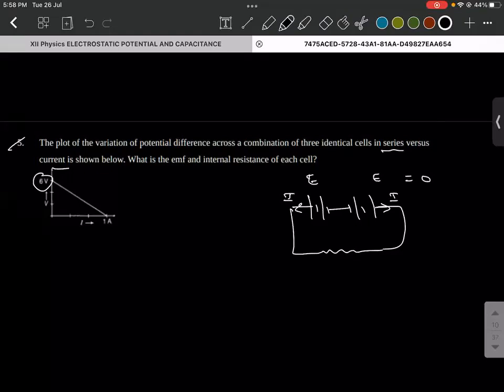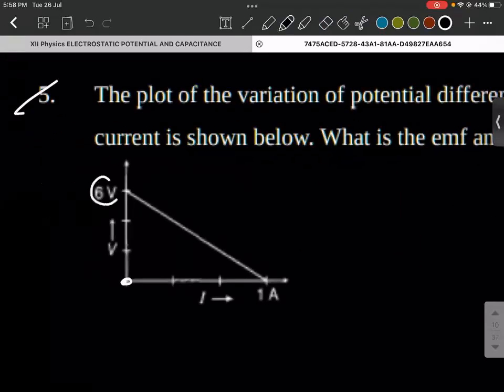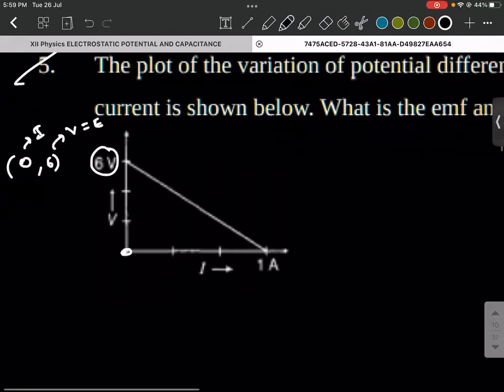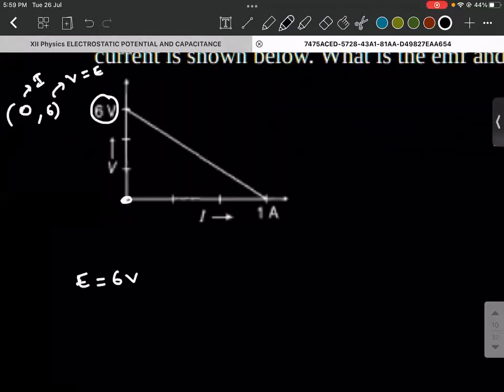EMF is the potential difference in, complete that statement, dash condition. In open condition. What do I mean by open condition? The current drawn from the cell is 0. So when I say current is 0, observe the graph carefully. Can I say the coordinate of this point is 0, 6? Correct? Now current is 0, whereas the potential difference is 6, and this potential difference is the EMF. So when this EMF is equal to 6 volt, that is the net value, then what will be the EMF across each cell?